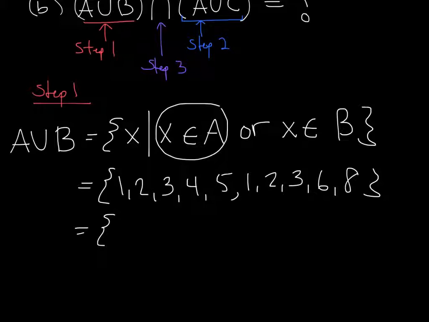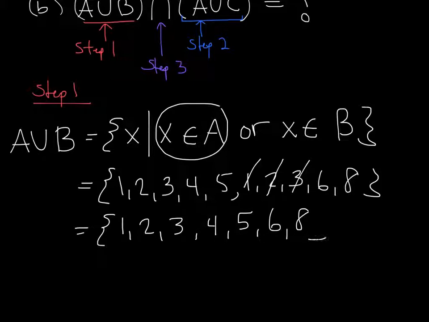There's two 1s here, so I don't have to add that 1. There's a 2, so I don't have to add the 2, and then we don't have to repeat the 3. So what's left over? 1, 2, 3, 4, 5, 6, and 8. Okay, so this set contains elements in A, right? Any one of these are in A, or they're in B.